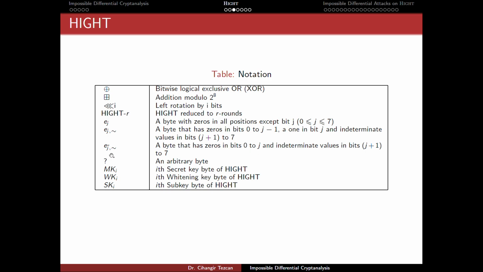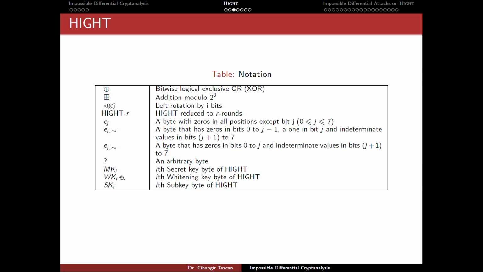If you also see a bar at the top of j, this means that all of the bits from the 0th position to the jth position are 0, but the remaining ones, starting from j plus 1 to 7, are indeterminate. And for bytes we will use the question mark to represent that all bits of the byte can be anything.